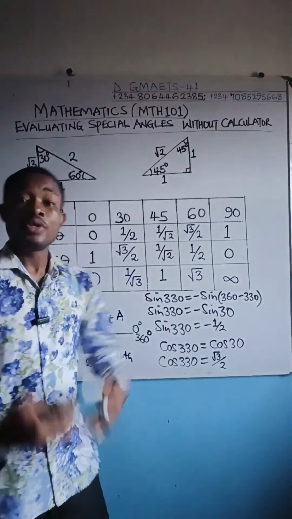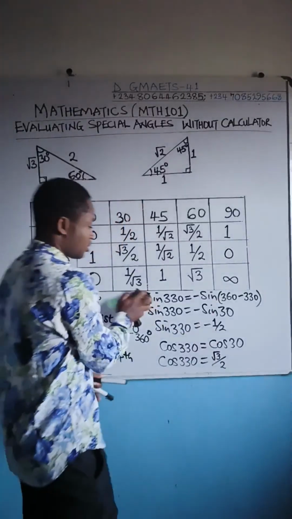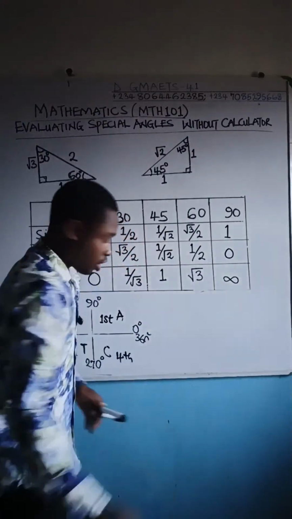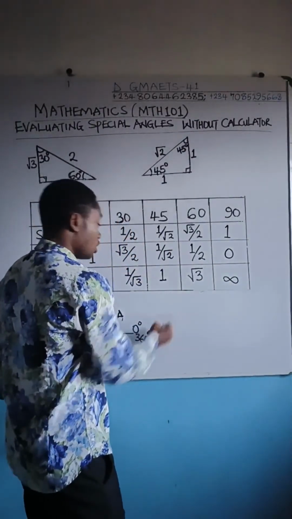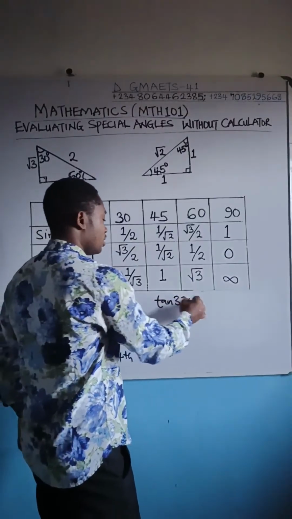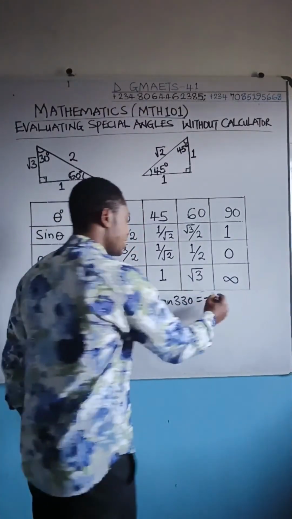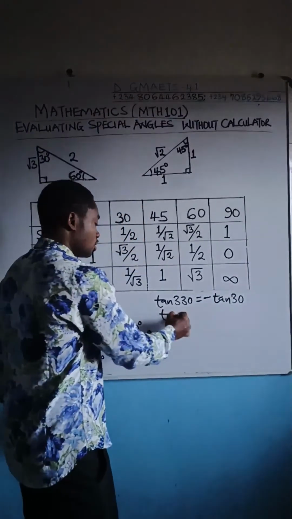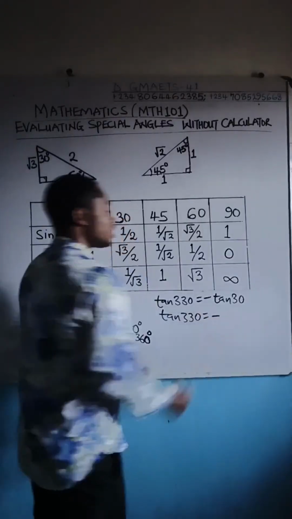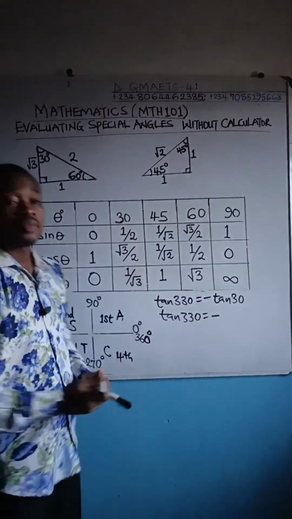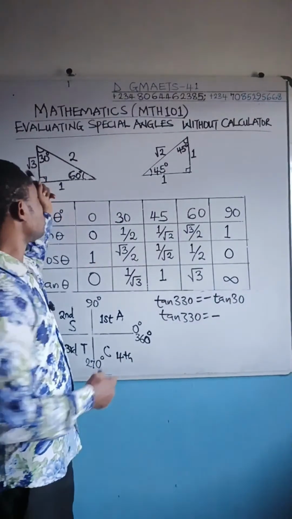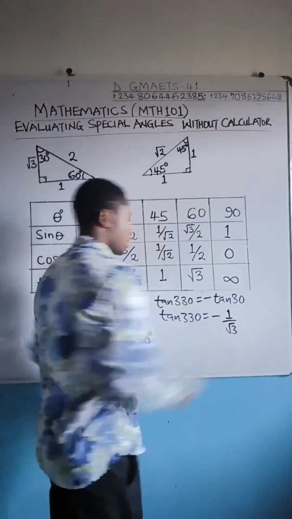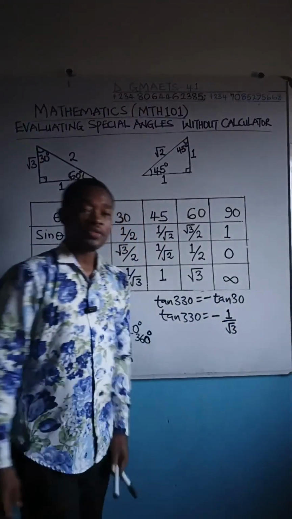Tan 330 will be equal to tan 30 degrees. And of course, we can find that out. Tan 330 is equal to negative tan 30. Tan is negative in the fourth quadrant. So tan 330 will now be equal to negative tan 30, 1 over root 3. So it's going to be minus 1 over root 3. That's the value of tan 30.